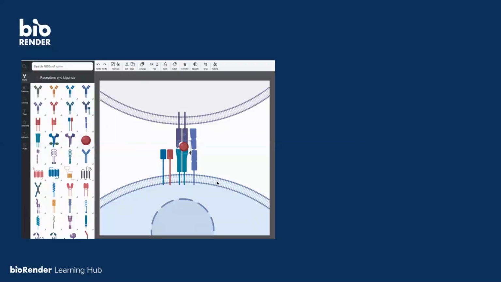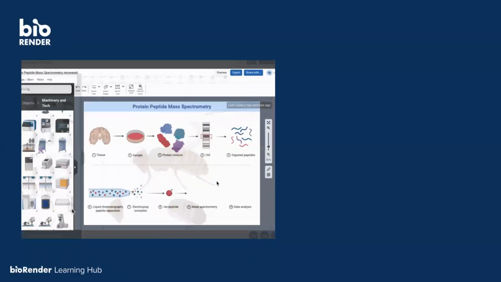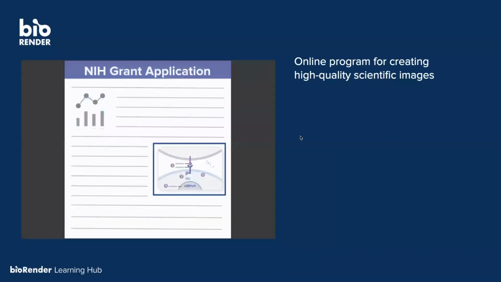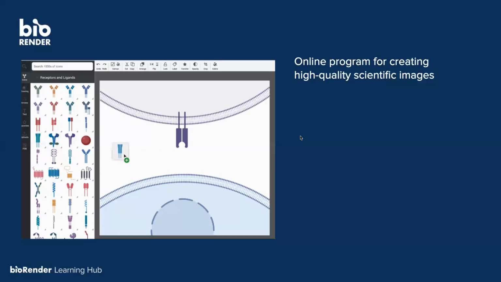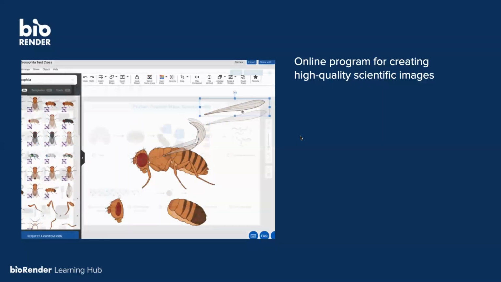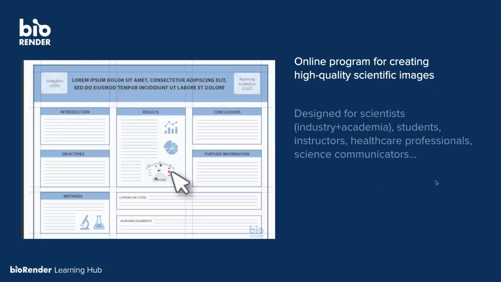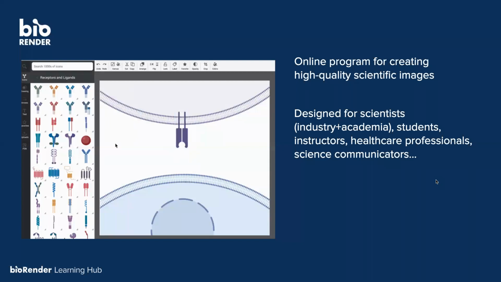For those that haven't heard of BioRender before, I see some familiar names in the chat, so I'm sure many of you have, but if you haven't, BioRender is essentially an online program for creating high quality scientific images. We also run webinars like this, so this is a snapshot into the kinds of webinars we run. We did one for grant images, slide decks, and then today, of course, is about posters. But the application itself for the figure making part is called BioRender, designed for scientists in industry and academia, both students, instructors, healthcare professionals, science communicators, and more.